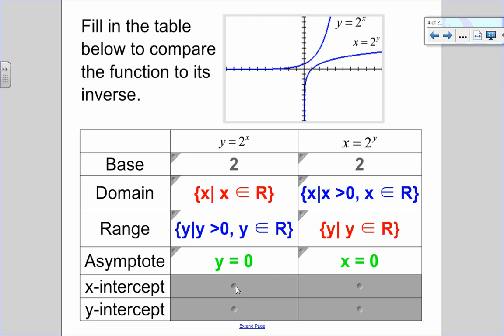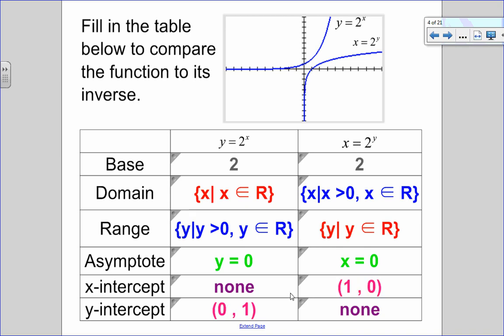Now my original function does not have an x-intercept because there's an asymptote. So my inverse should not have a y-intercept, because everything that's true for the domain is now true for the range. In my original function, I have a y-intercept at 1, so I should expect to see an x-intercept at 1 as well.